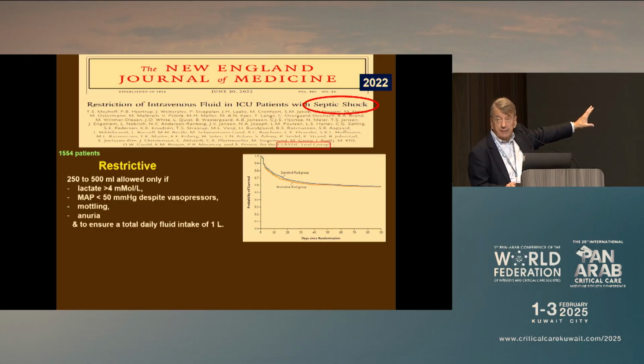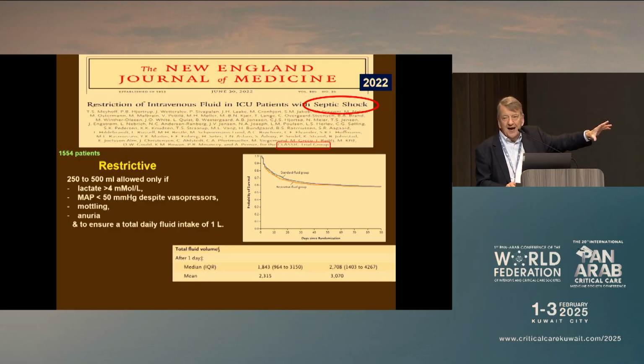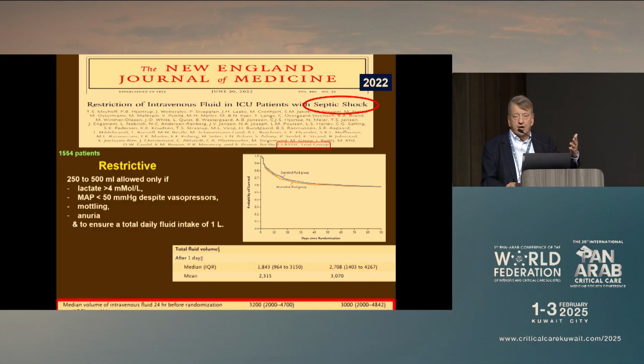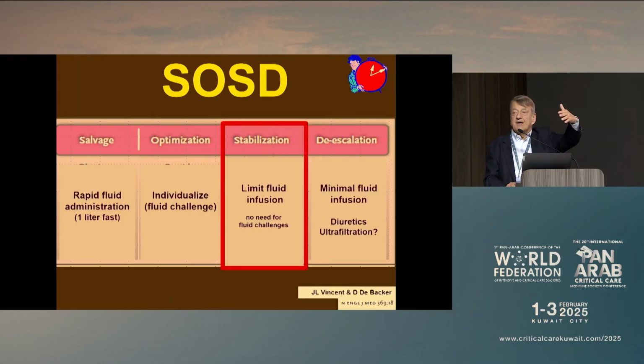So they didn't kill patients with that? Well, hopefully the patients had already received quite a bit of fluid. Hopefully they had already received about 3 liters of fluid before they were entered in the trial. So they were already in the stabilization phase, and that's okay then to limit fluid administration.